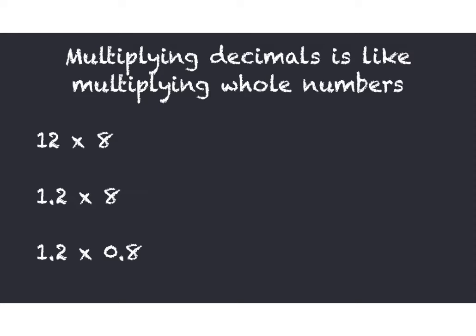Our first one is 12 times 8. 12 times 8 equals 96. Now, 1 and 2 tenths times 8. That is actually equal to 9 and 6 tenths. And then 1 and 2 tenths times 8 tenths is equal to 96 hundredths. What do you guys notice about these three examples?